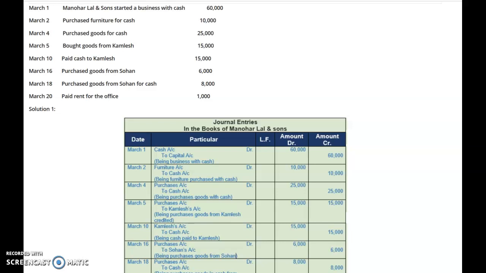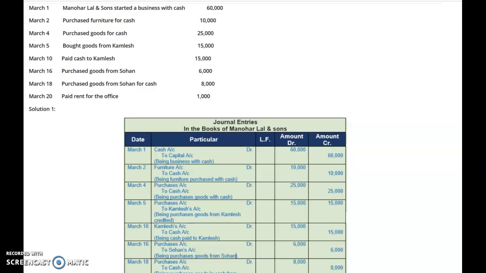When the goods are being sold, we use the word sale. When goods are being purchased, we use the word purchases. So the transaction here will be purchases account debit to cash account. Next transaction is bought goods from Kamlesh. Now here see that it is not given in the statement whether the transaction is cash or credit, because the name of the party is given and the cash word is not given. So it is implied that the transaction is on credit.